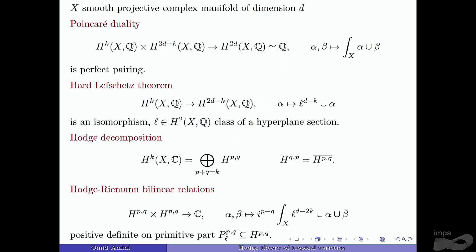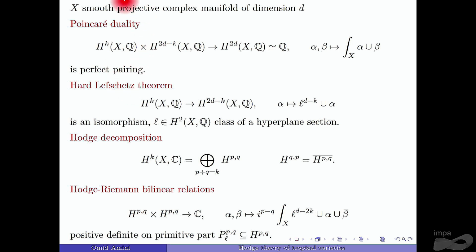Okay, so let me start by giving an overview of classical Hodge theory of smooth projective complex manifolds. It's about the properties of the cohomology groups of smooth projective manifolds over complex numbers. Since this is a smooth manifold, a topological space, we can associate to it homology and cohomology groups. And these cohomology groups verify a list of very nice properties.